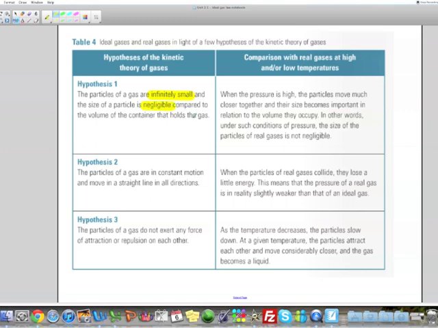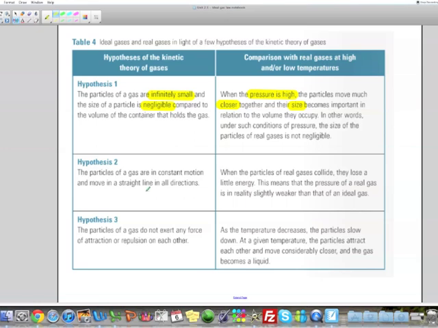For a real gas, we say that when the pressure is high, the particles move much closer together, obviously because they move faster, so there's more collision, so it kind of tends to make them move closer. And because of that, their size becomes very important. The bigger the particles, if they're going to be closer together, there's going to be more interaction, so they're not going to behave perfectly at that point. So the size becomes important for a real gas, especially at high pressure.